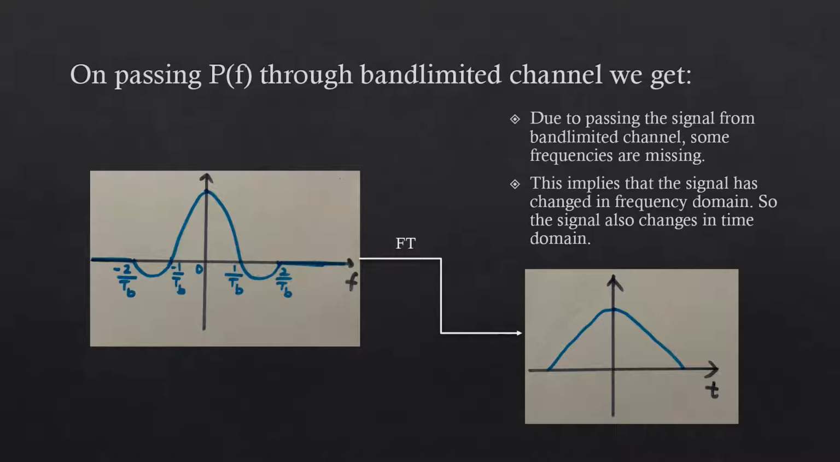Due to passing the signal through the bandlimited channel, some frequencies are missing. This implies that the signal has changed in the frequency domain. So, the signal also changes in the time domain. The figure below shows the effect of band limiting in the frequency domain on the time domain function.